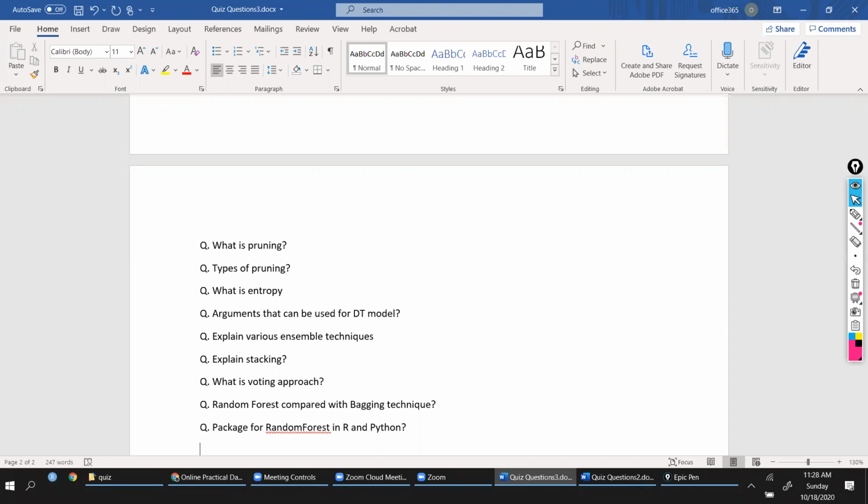And in Python we have sklearn.ensemble. Very good, Chaitanya. sklearn.ensemble. And the function we use is RandomForestClassifier. RandomForestClassifier is used. Right, so that's about random forest. Anything I'm missing?